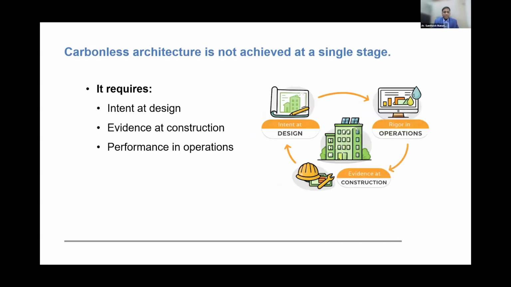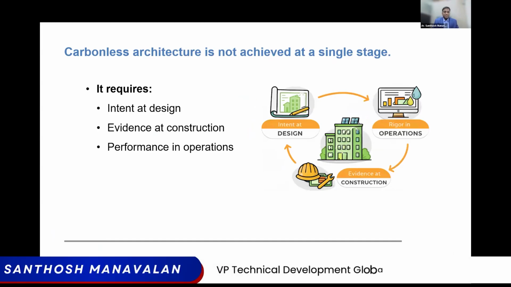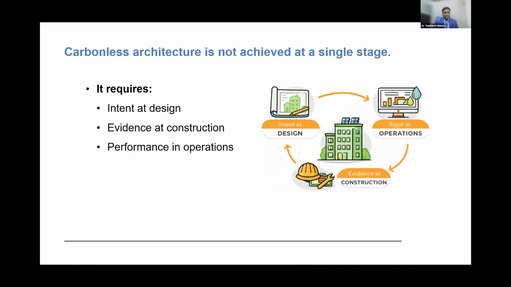and we may need to sustain net zero perpetually. So to conclude, carbonless architecture cannot be achieved in a single stage. It starts with intent at the design, evidence during the construction, and performance consistently and perpetually during the operations. If we do that, net zero can succeed, and we can contribute our share towards the carbon goal of the country and the region. We can start contributing to the NDCs, the nationally determined contributions, and ultimately we may move towards a carbonless future.